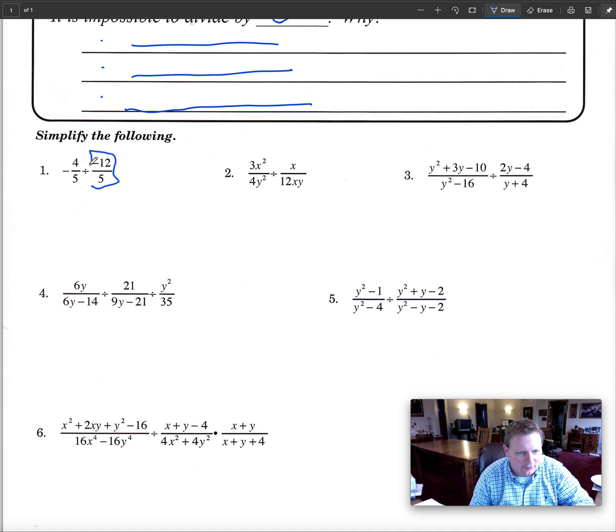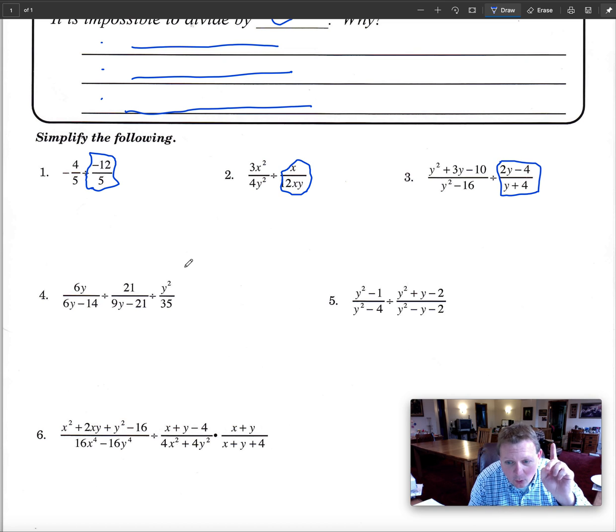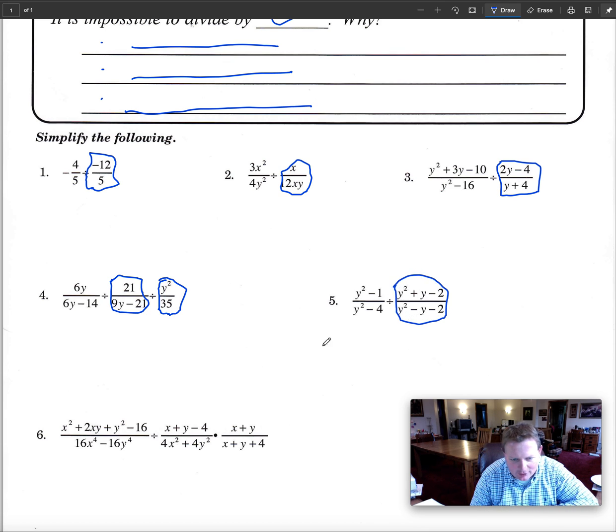So in this problem, we're going to flip this one. In this problem, we're going to flip this one. In the next problem, we're going to flip this one. In the next problem, which fractions are we going to flip? Who are we going to call on? Logan, which ones are we going to flip in this one? Is it just this fraction? Oh, good, Logan. Great job. It's also this one. So we're going to flip them both. And then we'll go back and we'll do these problems. In the next one, we're going to flip this one. You always flip the one that comes after the division sign.